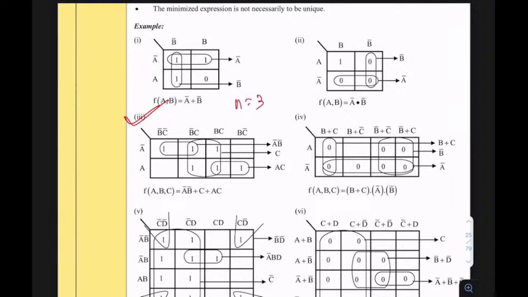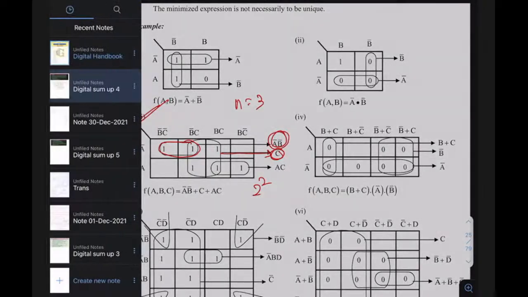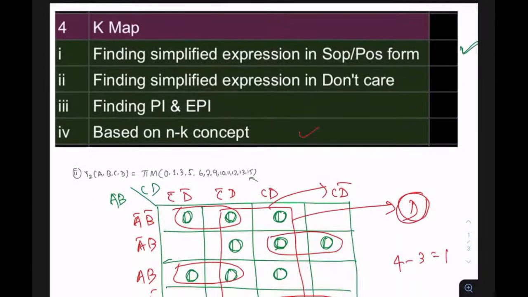If I'm taking this particular quad, which is 2 raised to power 2 number of cells, the corresponding term contains n minus K, 3 minus 2, 1 number of literals. But if I'm checking this particular pair, here n is 3 and K value is 1, so 3 minus 1, it contains 2 number of literals. That's what it means.